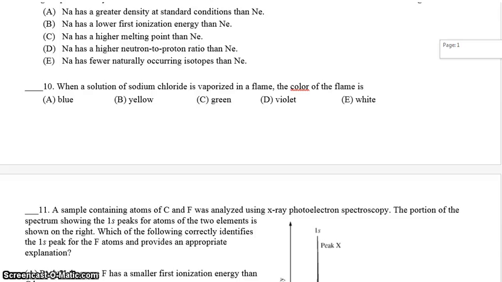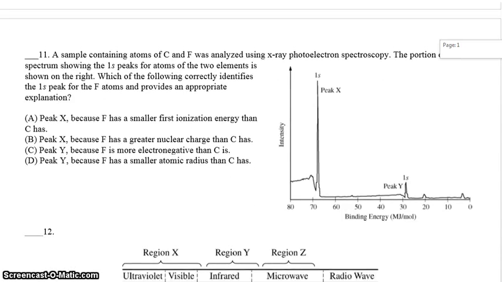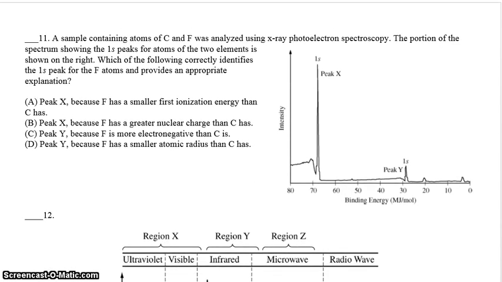energy, light energy, because the way we found out about electron configuration is by looking at light energy. So take a look at number 11. This one will actually connect some graphs and some observational, experimental evidence. Number 11 says, a sample containing atoms of carbon and fluorine was analyzed using X-ray photoelectron spectroscopy. This just means we're going to fire X-rays at them and see how the electrons are released.